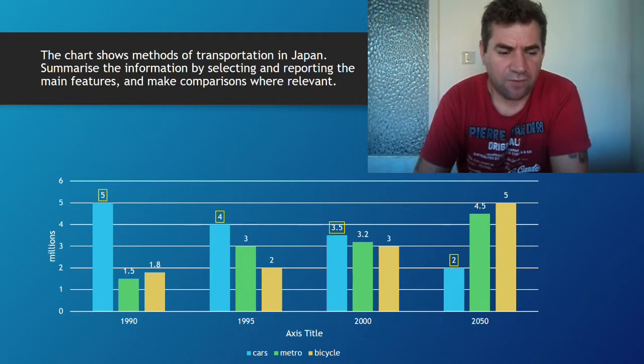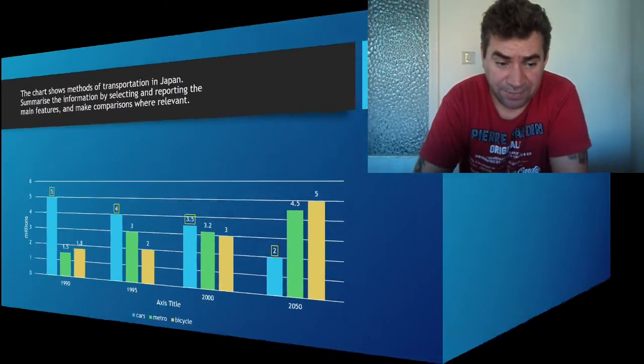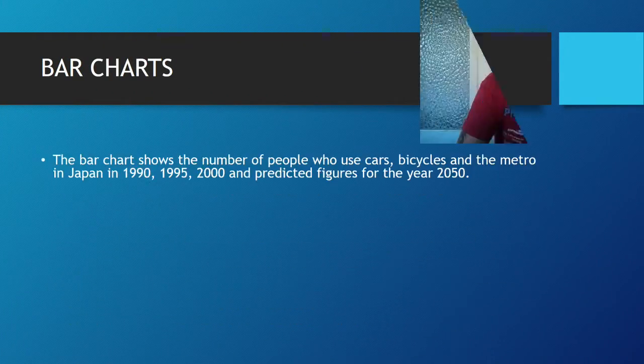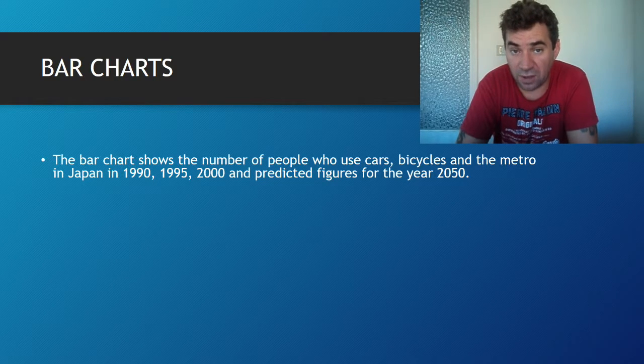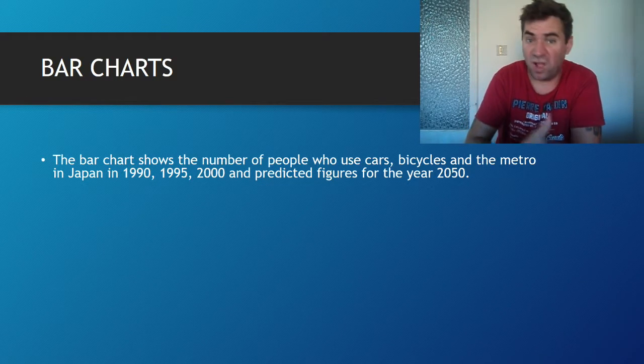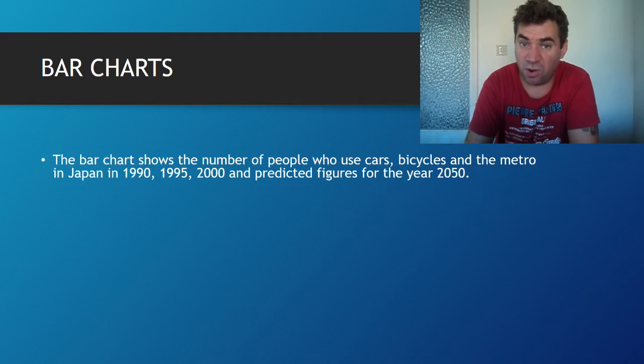First of all, the rephrasing of the question. The bar chart shows the number of people who use cars, bicycle, and the metro in Japan in 1990, 1995, 2000, and the predicted figures for the year 2050. I summarized pretty much all the information there, I think.